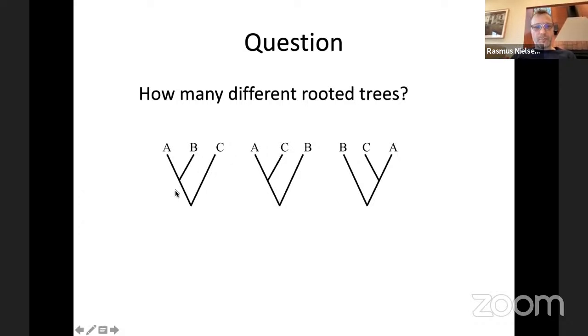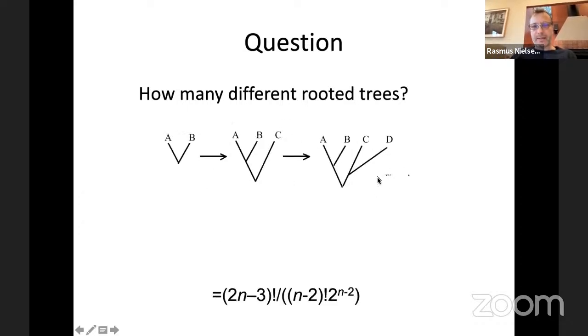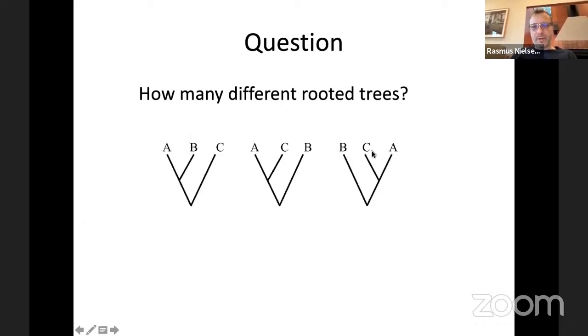A first joins with B and then joins with C, or A first joins with C and then they join with B, or... I may actually have made an error. This should be B joins with C here, and then A should be out there. I switched the order of these ones. So this should be A joining with B, and then C as the outgroup. The one that is the most distant one is called the outgroup. So that should have been A here. Imagine this branch is going over here.